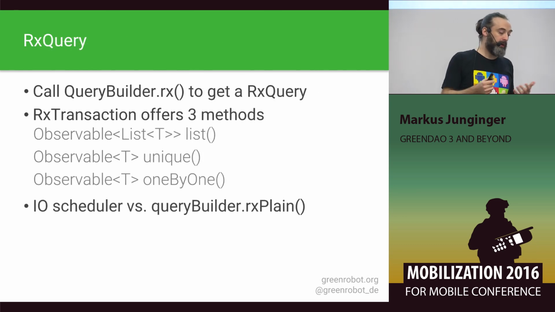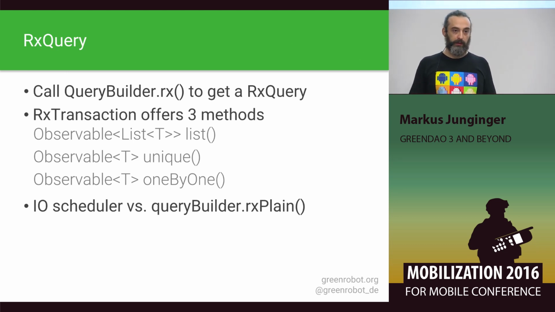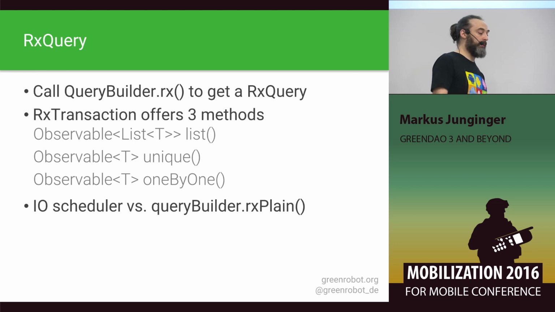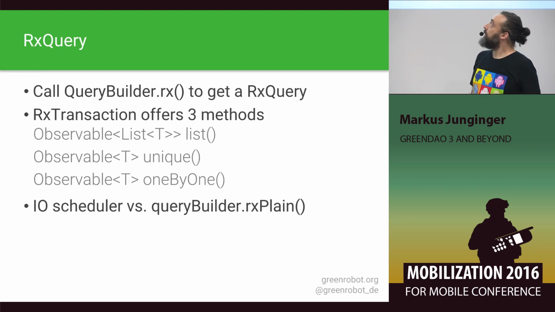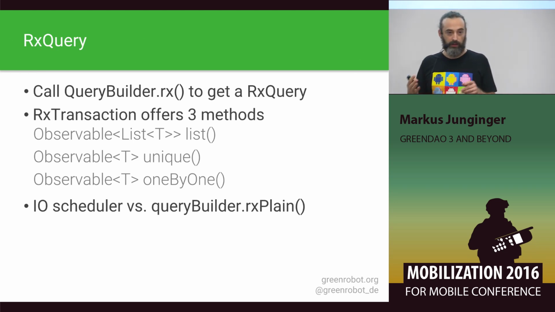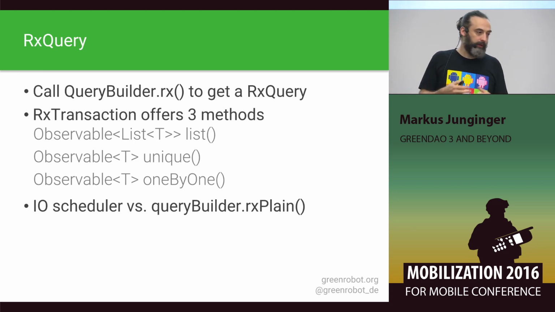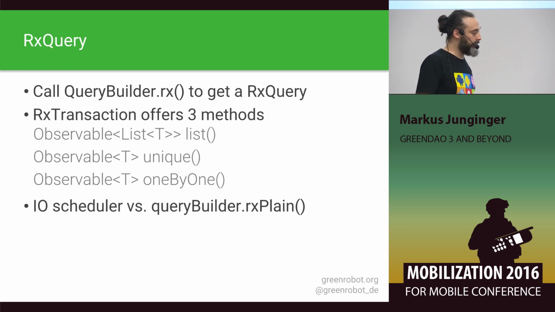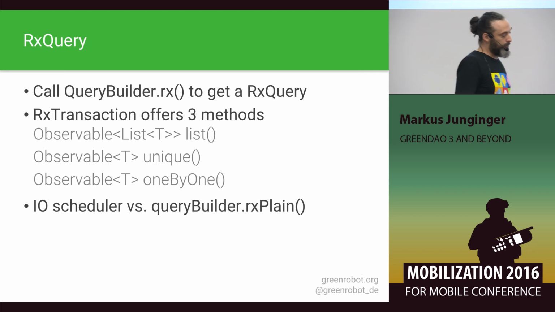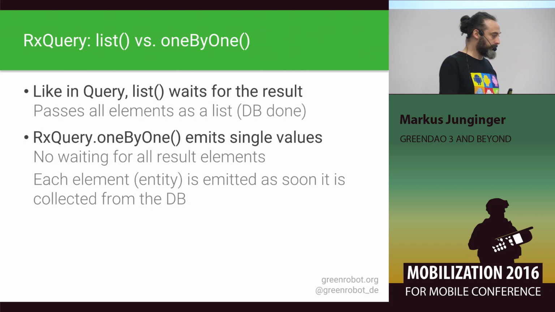And it's similar with queries. So when you have a query builder, you call Rx, and you will get an Rx query. There are three methods, depending on what result you expect. Either you expect a unique result, like one object, or a list. And for lists, there are actually two ways of doing it, list and one by one, and I will talk about that. And also, again, the scheduling thing, I/O scheduler versus plain.